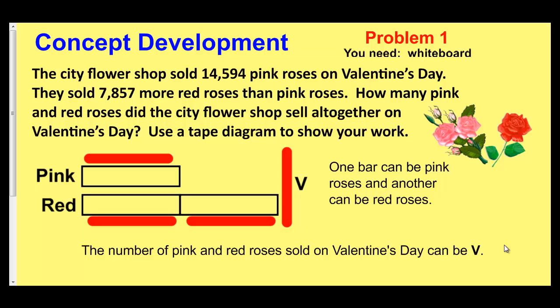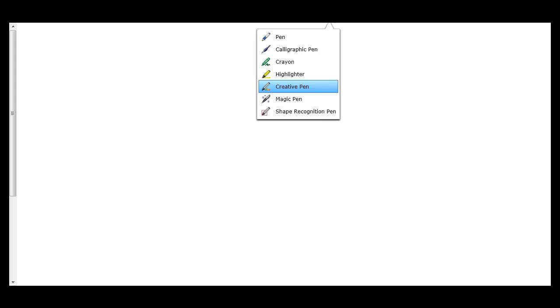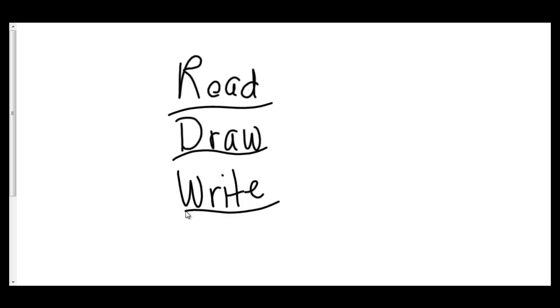Okay, so the first thing that we're going to do whenever we are working on any word problem is we are going to be using the RDW process. The R stands for read, the D stands for draw, and the W stands for write. So you always need to read the problem, think, is there anything I can draw, and then you're going to write. You're going to write two things. You're going to write a number sentence, and you're also going to write a word sentence. So it's kind of like read, draw, write.